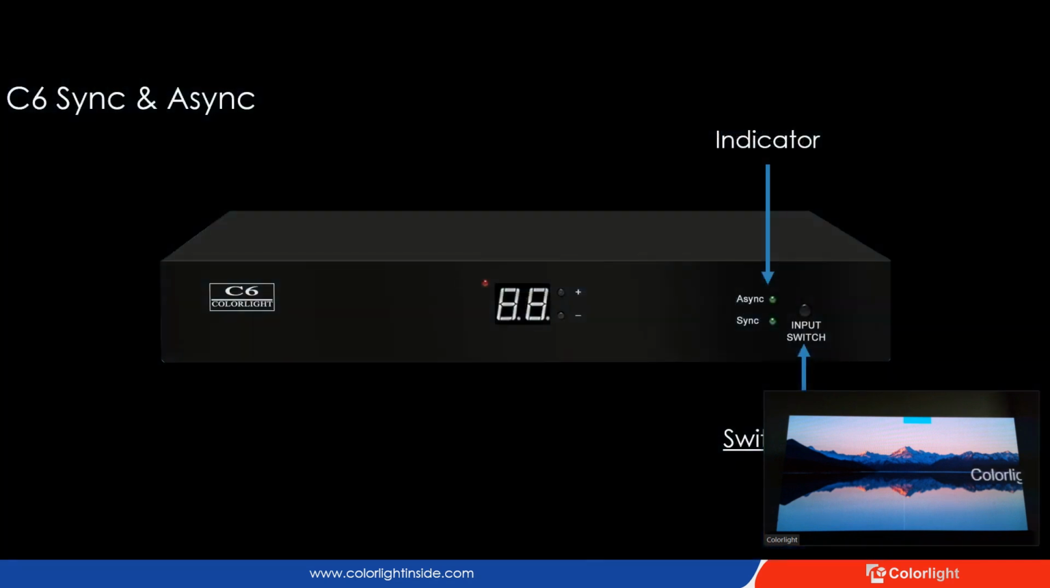Okay. Now let's look at the detail on the C6. On the front panel, there is an indicator to tell whether it is now synchronous or asynchronous. And you can switch the working mode by pressing the input switch button.